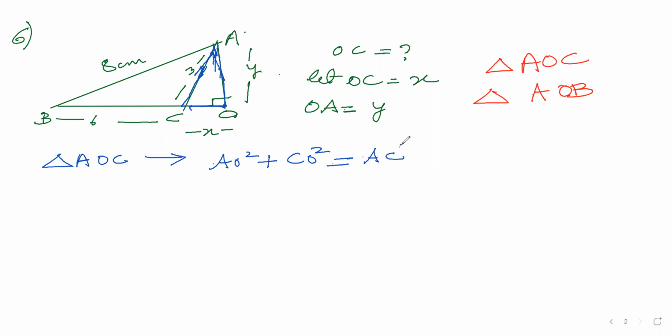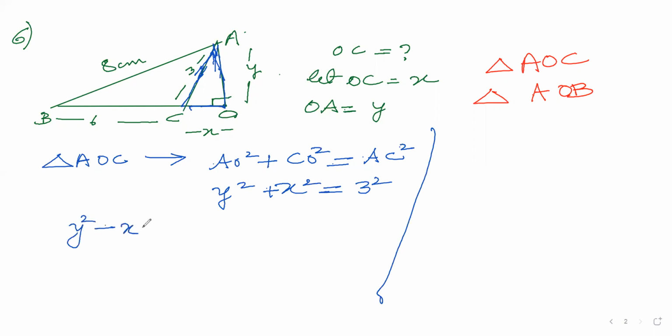It is given to us, isn't it? AC length is given to us. So what's AO square? It is Y square. What's CO square? CO square is X square, and that is equal to AC square, which is 3 square, isn't it? Okay, that's fine. Let me not skip the steps. I'll just put them out here. So Y square plus X square is 3 square, which is 9. Just have a relation between X and Y. Let's put that as equation 1.